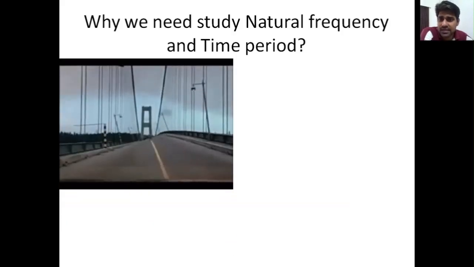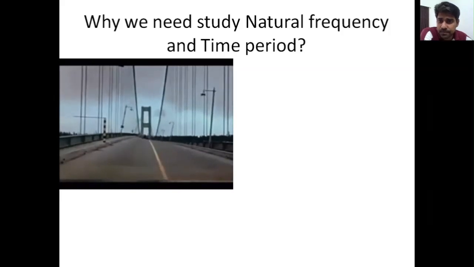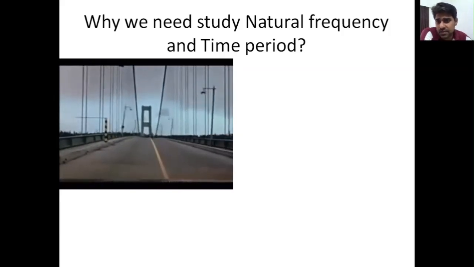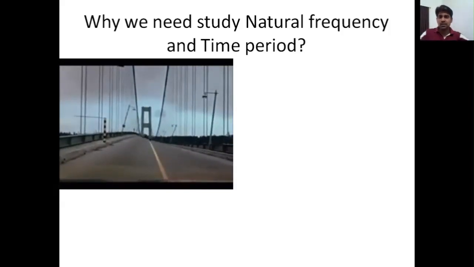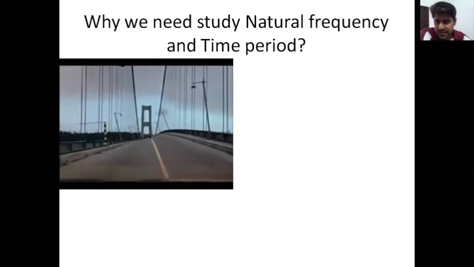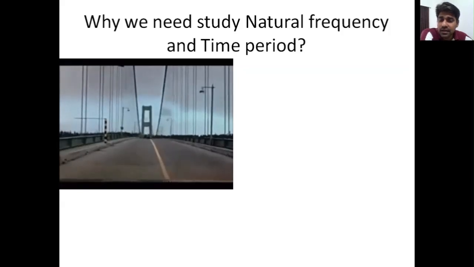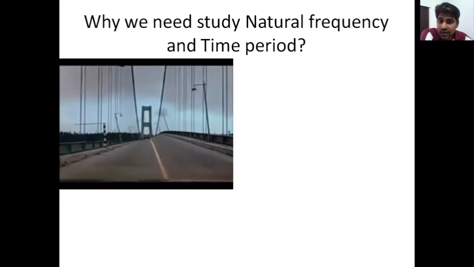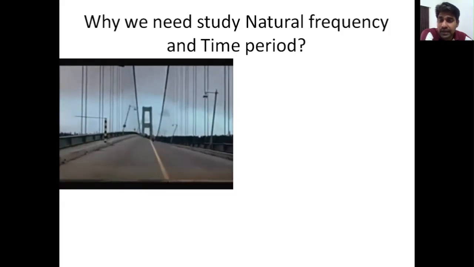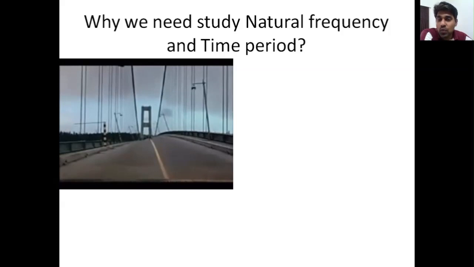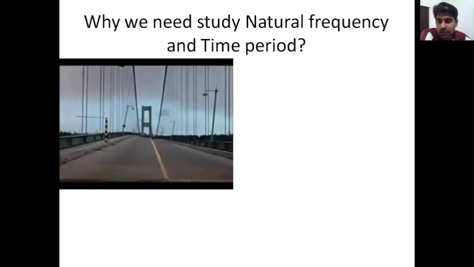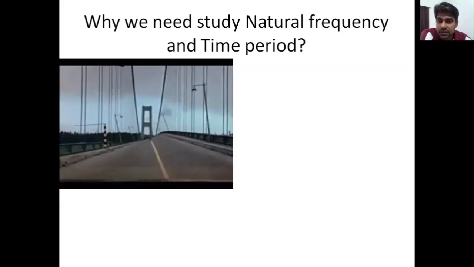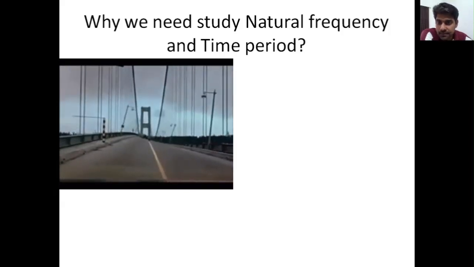So I'm giving one example here. This is a bridge, a suspension bridge. You might have seen bridges like this. This bridge is basically suspended using cable. What you're seeing there is the effect due to wind. In that particular bridge, a wind blew at a particular frequency which accidentally matched the natural frequency of the bridge, and resonance happened and this bridge collapsed.